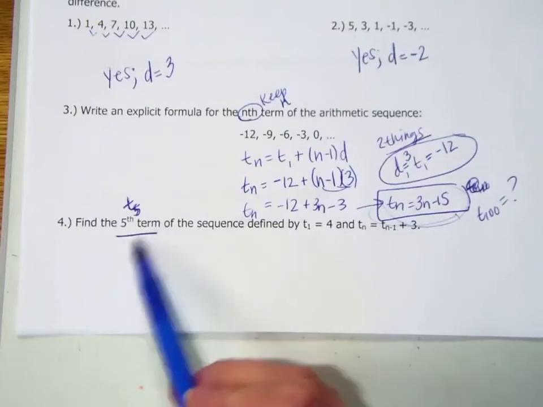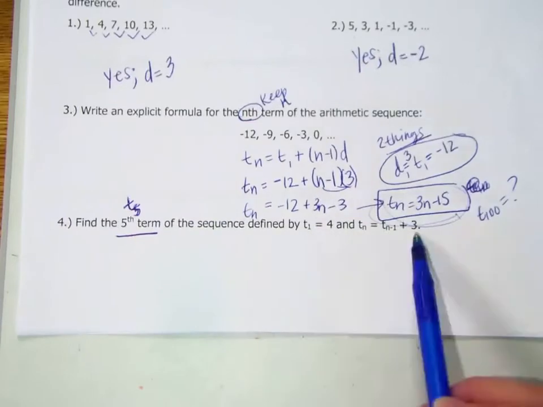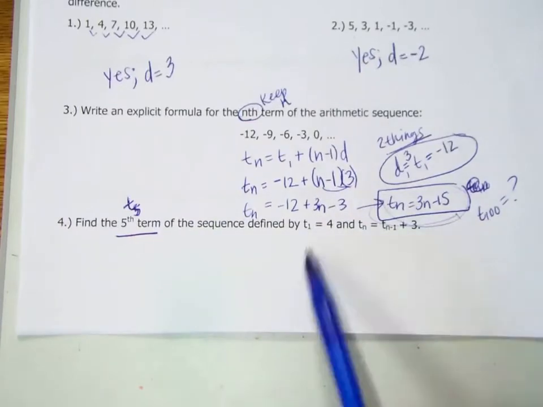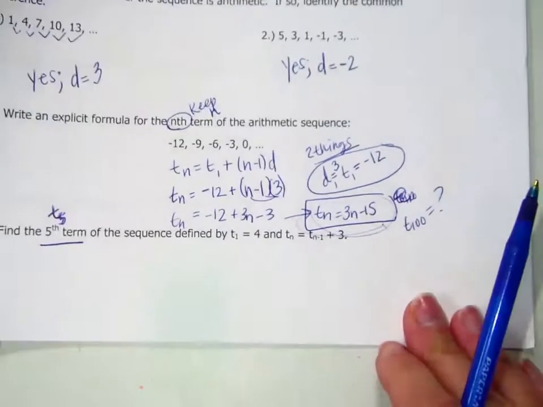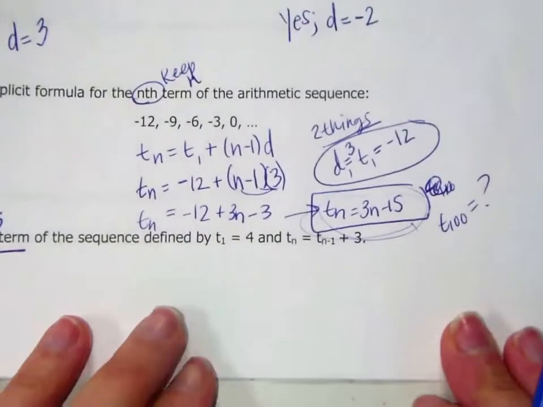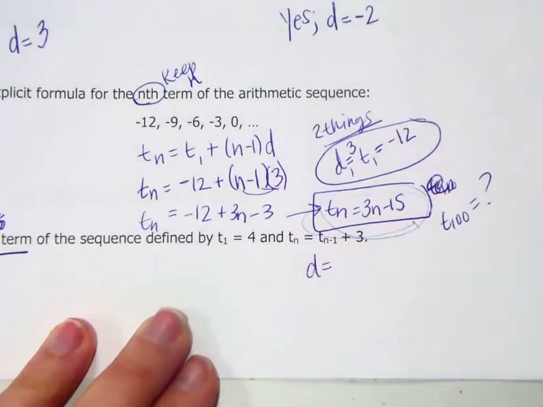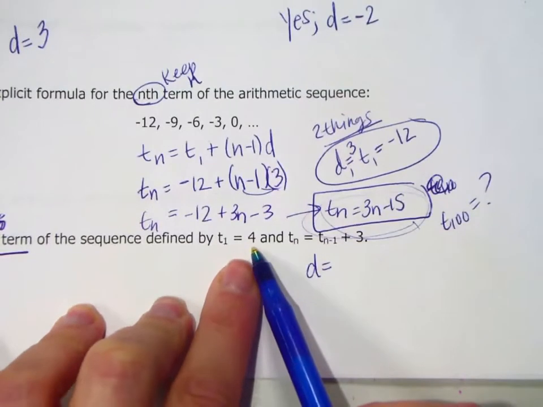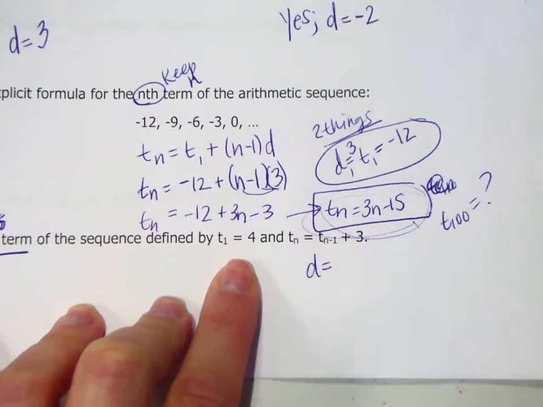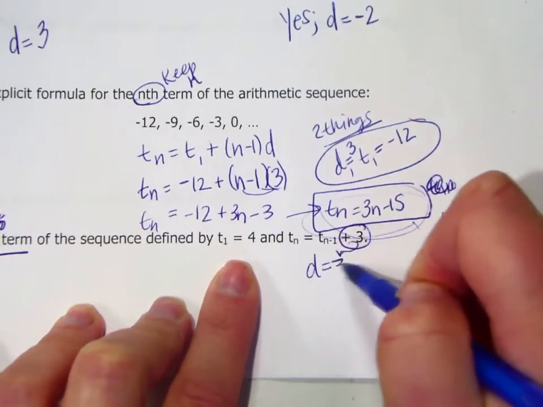We're looking for T sub 5, which is the fifth term of the sequence that's defined by this recursive formula. Okay? What we need from this recursive formula is the common difference. So let's think about this. If the first term is 4, what would the second term be? 7. What would the third term be? What's the common difference here? Yeah, notice that plus 3, that is the common difference.